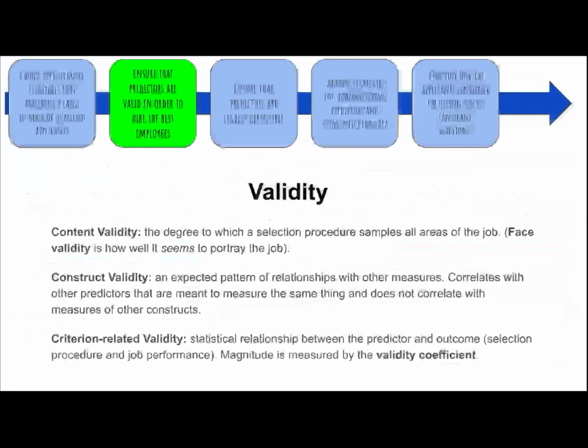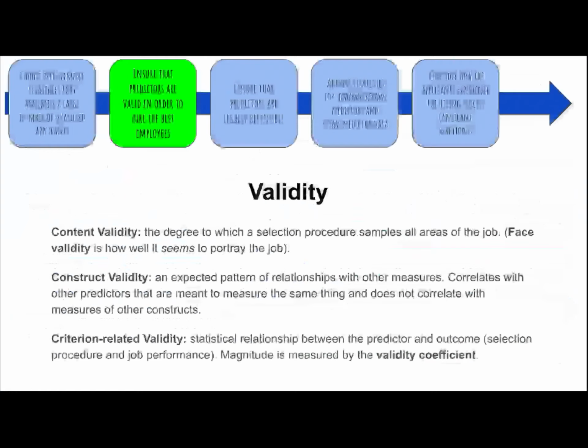Let's move on to construct validity. So remember, content validity is making sure that your selection procedure samples all the areas of the job. Construct validity is making sure that your selection methods correlate with other similar selection methods and don't correlate with things that should be measuring something else. So construct validity is defined as an expected pattern of relationships with other measures, meaning that your predictor correlates with other predictors meant to measure the same thing and does not correlate with other predictors meant to measure other things.